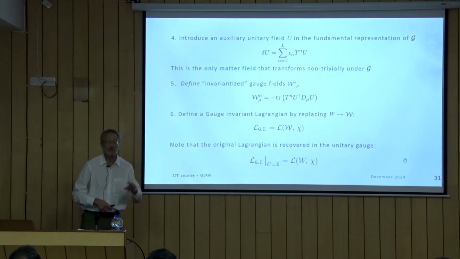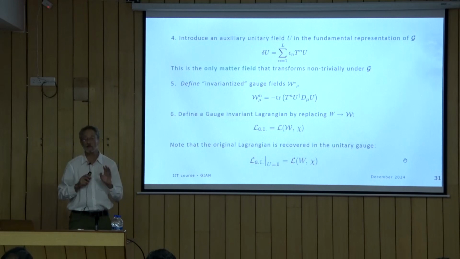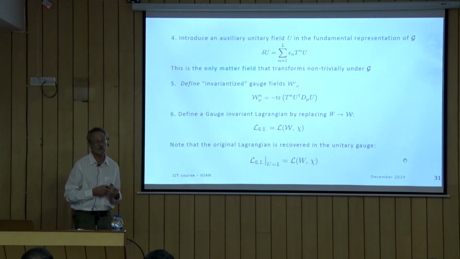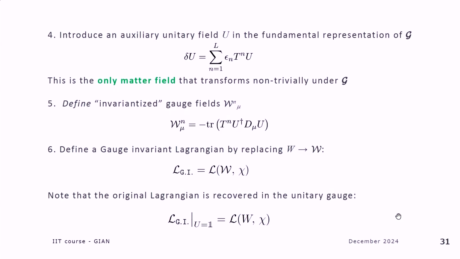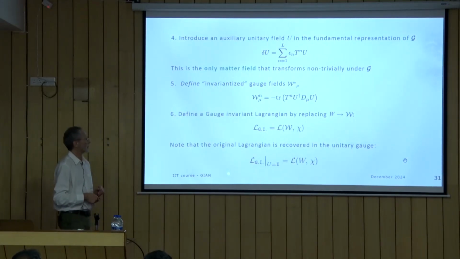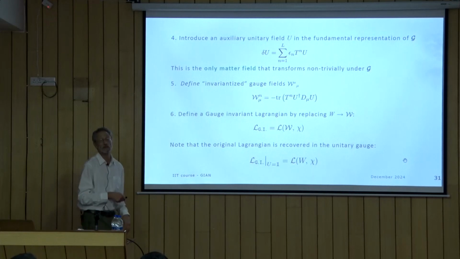So this process creates for you a gauge invariant theory out of any theory. It doesn't have to be gauge invariant to begin with. You just reinterpret the vector fields as gauge fields. You choose a group big enough to eat them all, and then you introduce the auxiliary field U to ensure that gauge invariance is maintained. It's auxiliary because you can always choose a gauge where U is equal to 1. And then in that particular gauge, in that unitary gauge, you recover your original Lagrangian.